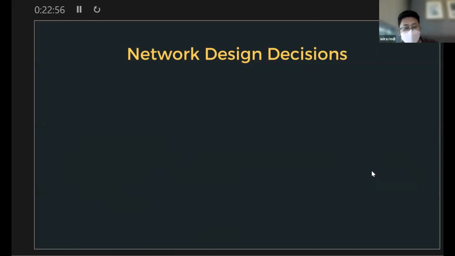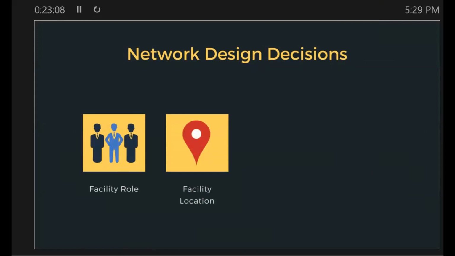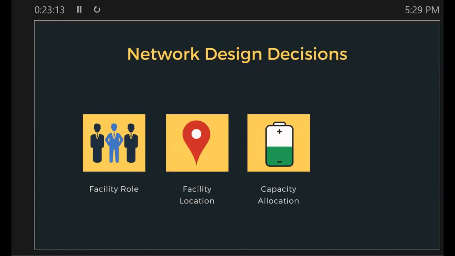So for network design, what are the roles of network design in the supply chain? First is the facility role. This includes the importance of the facility. What are the processes that can be performed in each facility? Location: it is necessary to identify the best location of the facility. Next is to identify the allocated capacity of each facility.